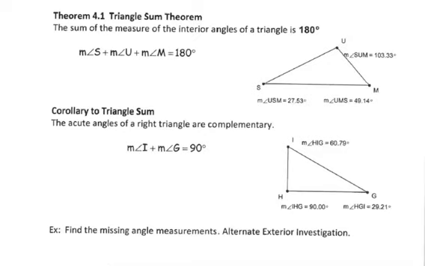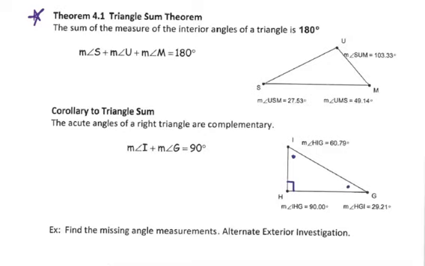Okay, so if I take the measure of angle S, U, and M, in total, I will get 180. We will use this one a lot, so I want you to start that one. Another one we're going to see is a corollary to that triangle sum theorem. So let's say you have a right triangle. Okay, I have this little box here. If you have a right triangle, and you can see that because that box is there, it means that your two acute angles that are left over, so I and G, are complementary.